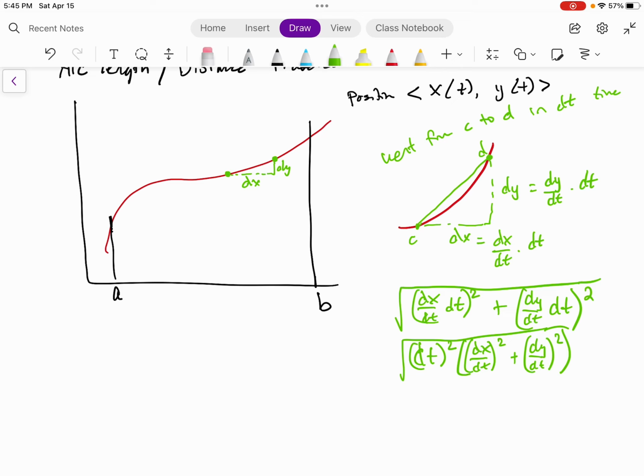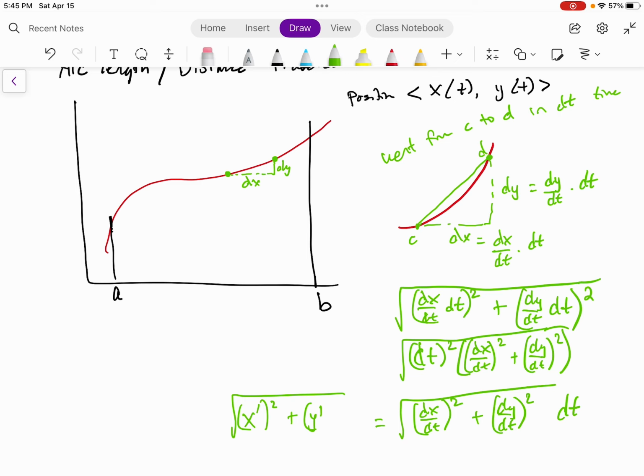And since I have that under the square root, I can really pop that dt out. And what is dx dt? dx dt is simply the derivative of position. So we could write this either way. We could say this is dx dt squared plus dy dt squared times dt, again, outside the square root, or you could say this is sort of x prime squared plus y prime squared dt. Those are the same things. We've sort of been using them interchangeably.